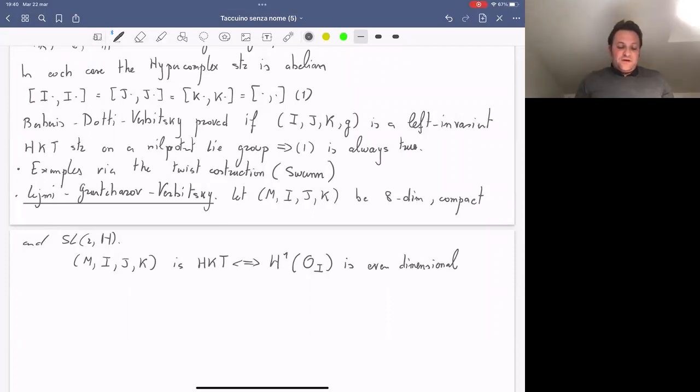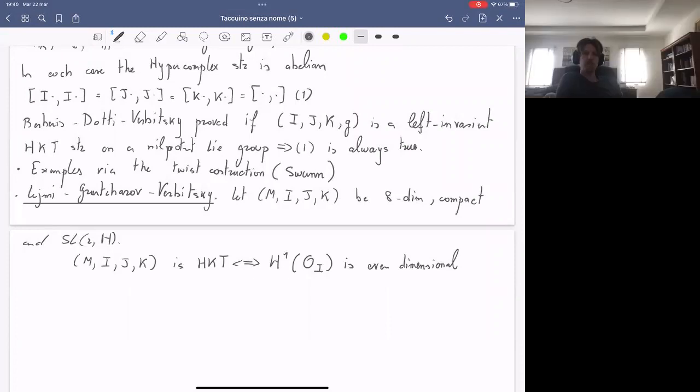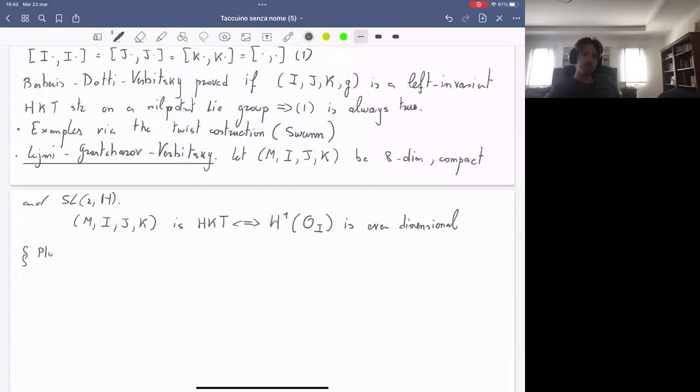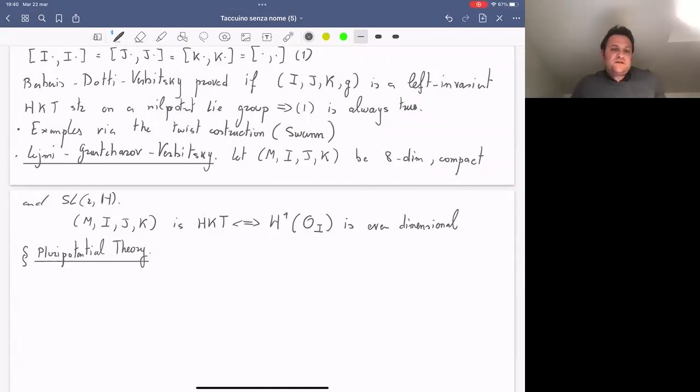When you see that, complex dimension 2 becomes quaternionic dimension 2, which is dimension 8 as a real manifold. Well, in HKT geometry, there is also a pluripotential theory. So also this is analogous to the one in Kähler geometry.